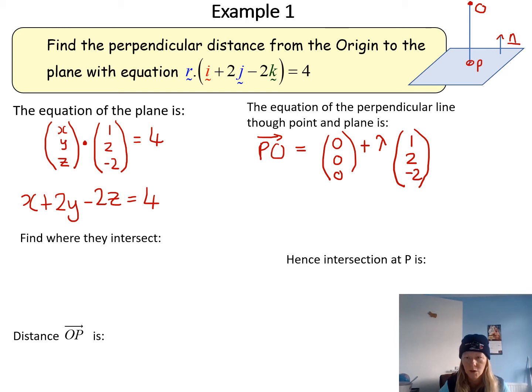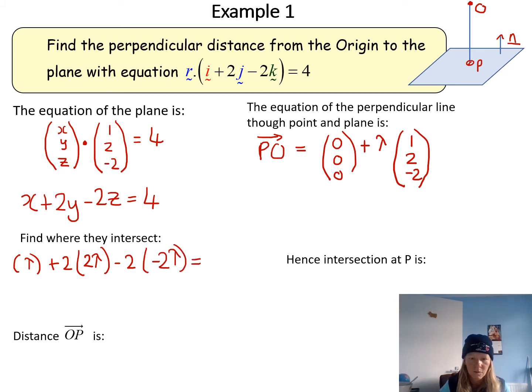In other words, what is that coordinate of P there? Well, to do that, we put the line into the plane. So all we have to do is substitute these into that plane here, or into this plane. Looks nicer to substitute into here. So X, so that will be just lambda. Then we've got plus 2 lots of Y, which will be 2 lambda. Then we've got minus 2 lots of Z, which is minus 2 lambda.